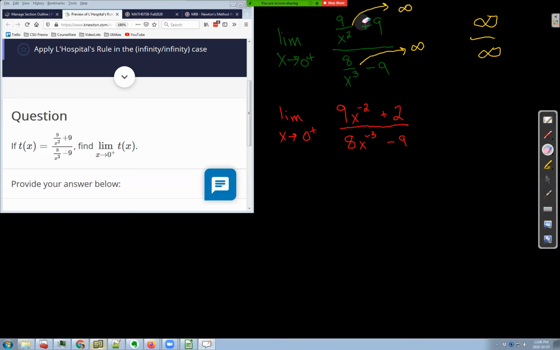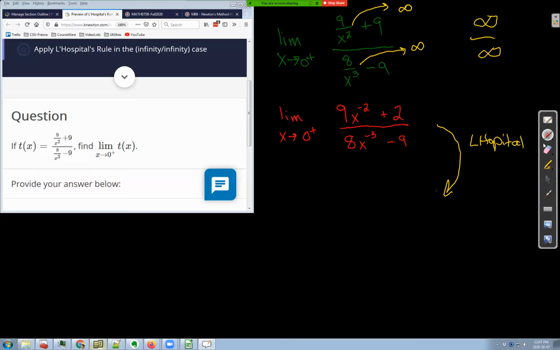All I've done is recognize that it's safe to use L'Hopital's rule because we have infinity. Whenever you have a limit that's infinity over infinity, you can use L'Hopital's rule. And then I just did a little bit of algebra to make this easier to find derivatives. Okay, so now I'm going to use L'Hopital's rule. So this step is going to be using L'Hopital's rule.